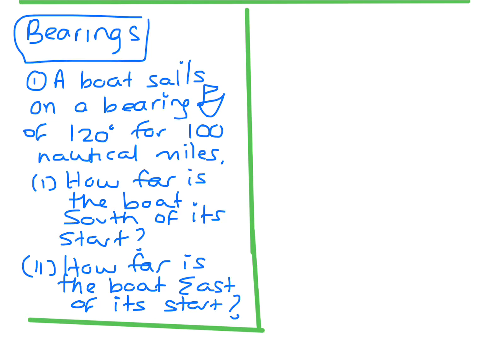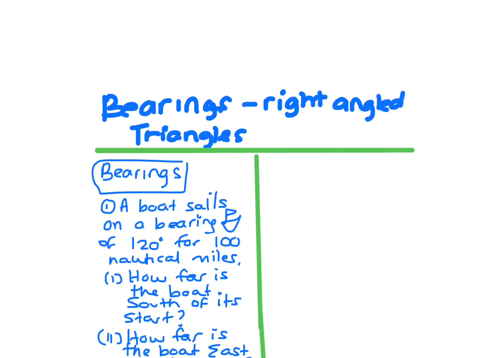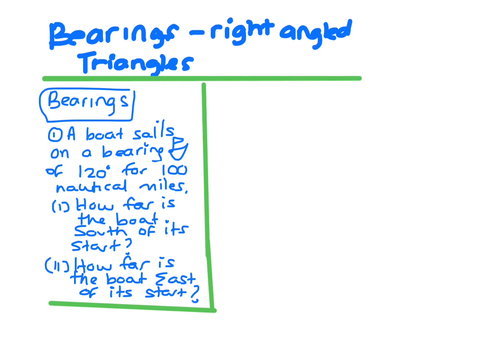So I'm just going to look at bearings in a right angled triangle. Okay, so we're just going to start with an example about a boat. The boat sails on a bearing of 120 degrees for 100 nautical miles. How far is the boat south of its start? So you need to draw the cross where you're starting from.